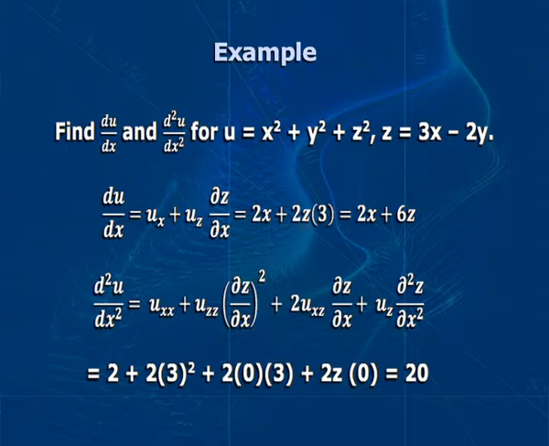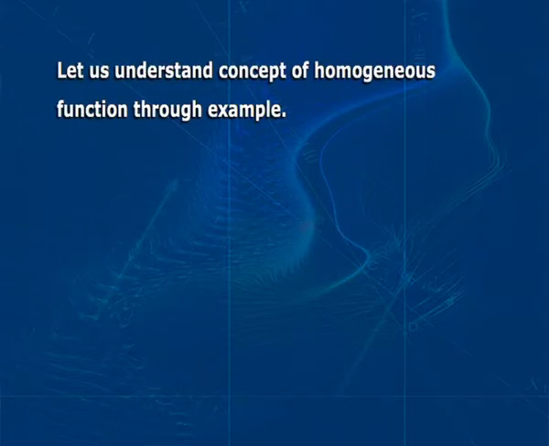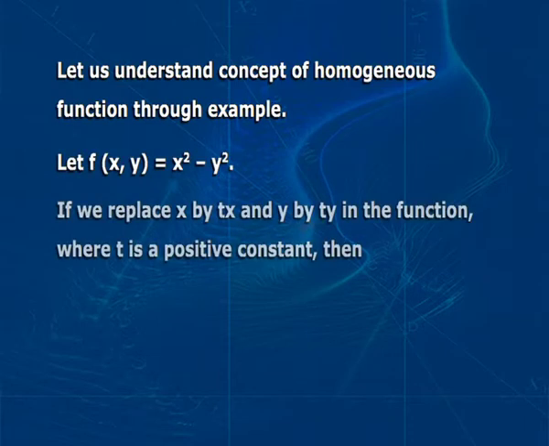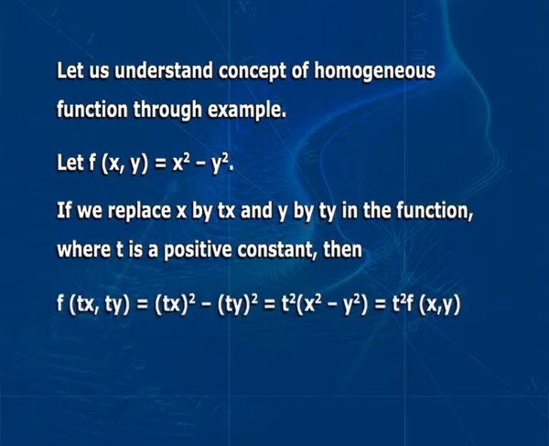Homogeneous function. Let us understand the concept of homogeneous function through an example. Let f of xy is equal to x square minus y square. If we replace x by tx and y by ty in the function where t is a positive constant, then f of tx ty is equal to tx square minus ty square is equal to t square into x square minus y square, which is equal to t square into f of xy.